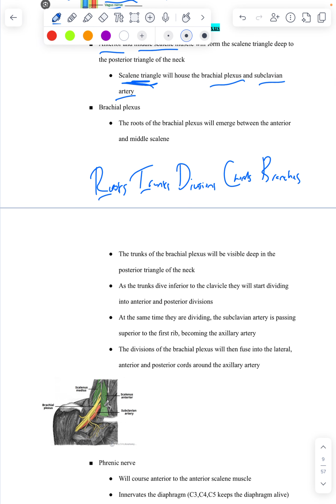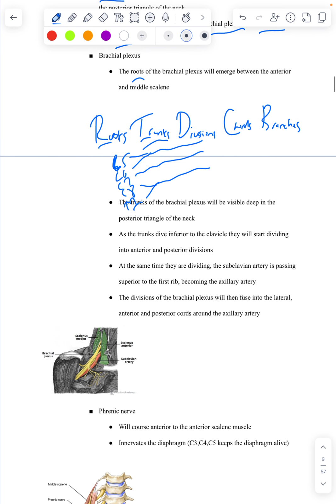So the roots, which are like the first things, are your C5, C6, C7, C8, and T1. And then trunks are when they start combining. C5, C6, C7, C8, T1. 5 and 6 will combine to make your superior trunk. 7 becomes your middle trunk. 8 and T1 become your inferior trunk. And then you start getting all the crossing for divisions, cords, whatever, branches.